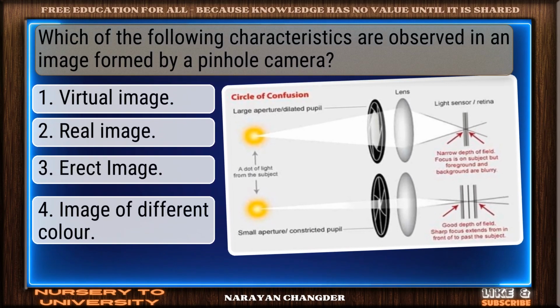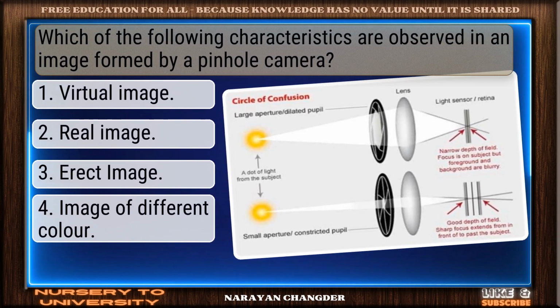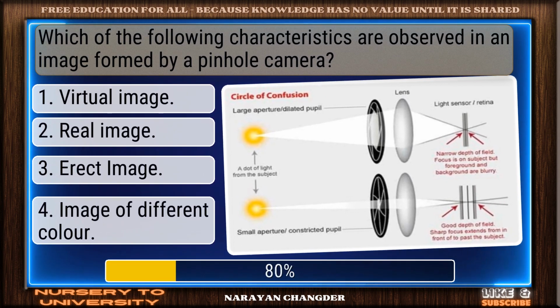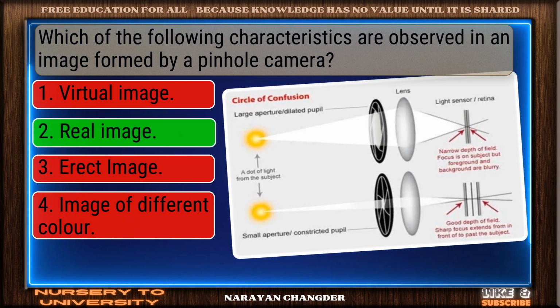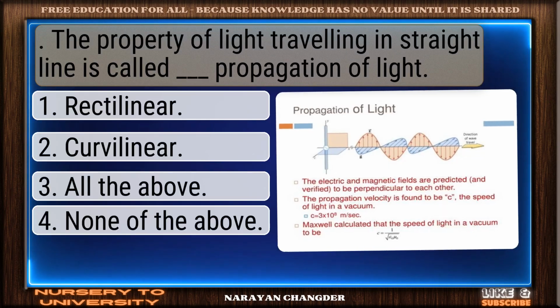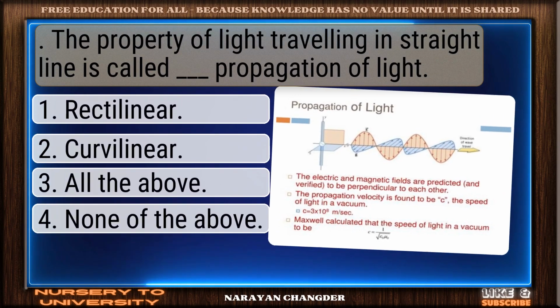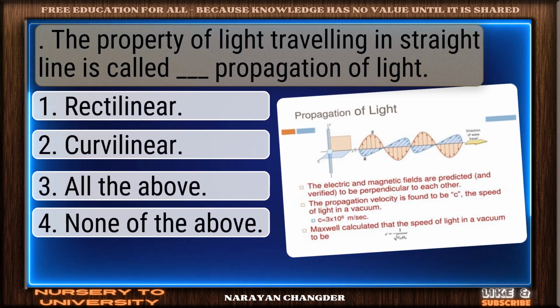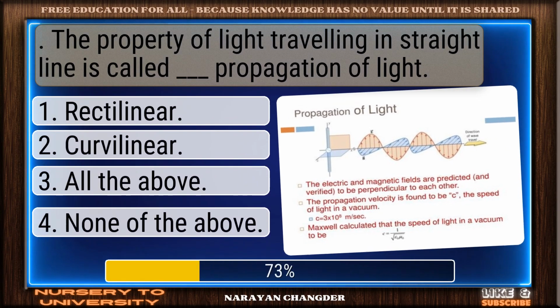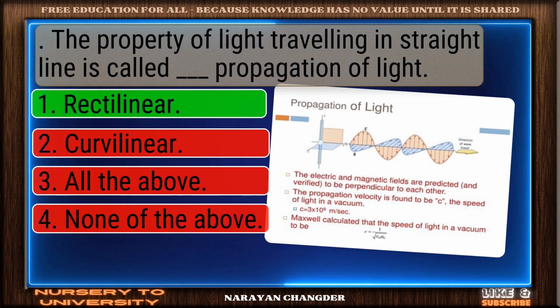Which of the following characteristics are observed in an image formed by a pinhole camera? Well picked. Real image is the correct answer. So that the property of light traveling in straight line is called dash propagation of light. Solid response. Rectilinear is a valid choice.